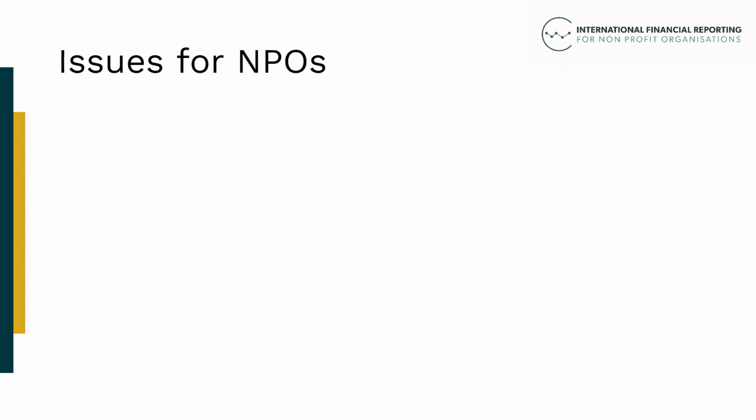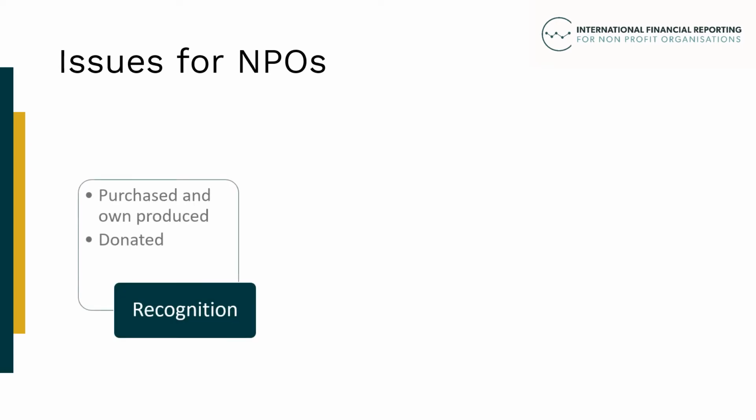On this slide, we will discuss the issues facing NPOs in more detail. When recognizing inventory that is held for use or distribution, there are no NPO-specific issues if the inventory is purchased or produced by the entity. While there may be challenges for some NPOs in determining the cost of own-produced inventory, these issues are unlikely to be unique to NPOs. If inventory has been donated, an NPO may face difficulties if it is not clear whether the inventory can be used.